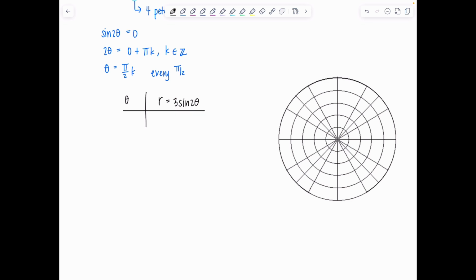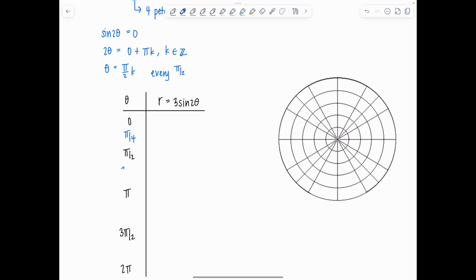So I'll start at 0, and then at every pi over 2, I'll have another 0. So 0, pi over 2. Keep adding pi over 2. Keep adding pi over 2. Keep adding pi over 2. Halfway between is where the petal's going to be at its max. Half of pi over 2 is pi over 4.